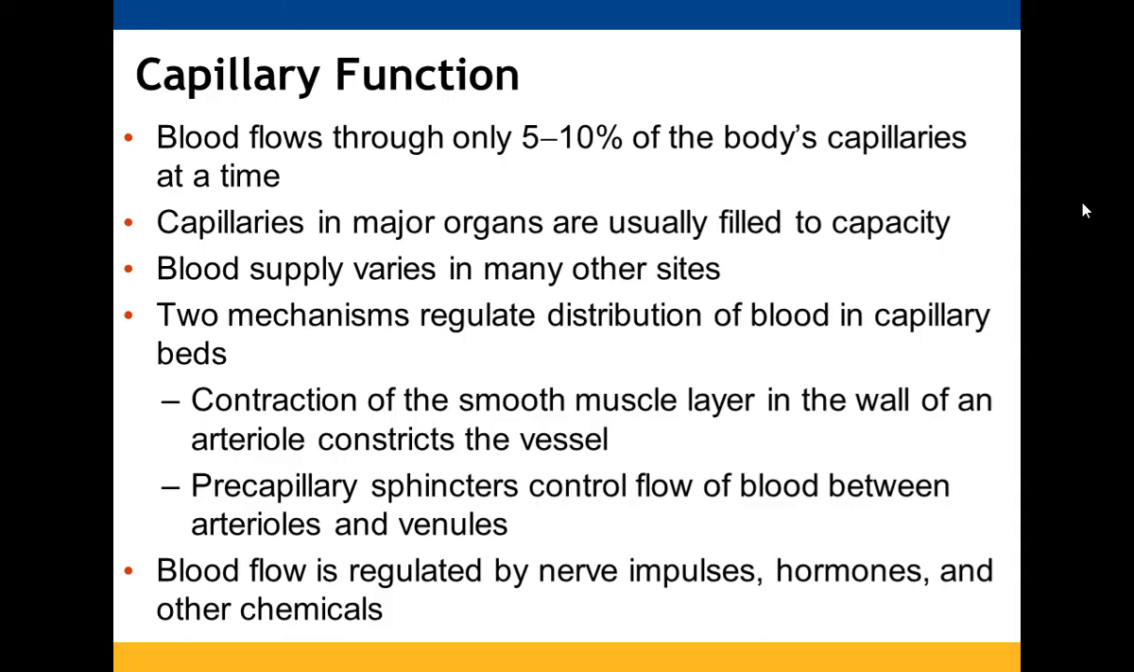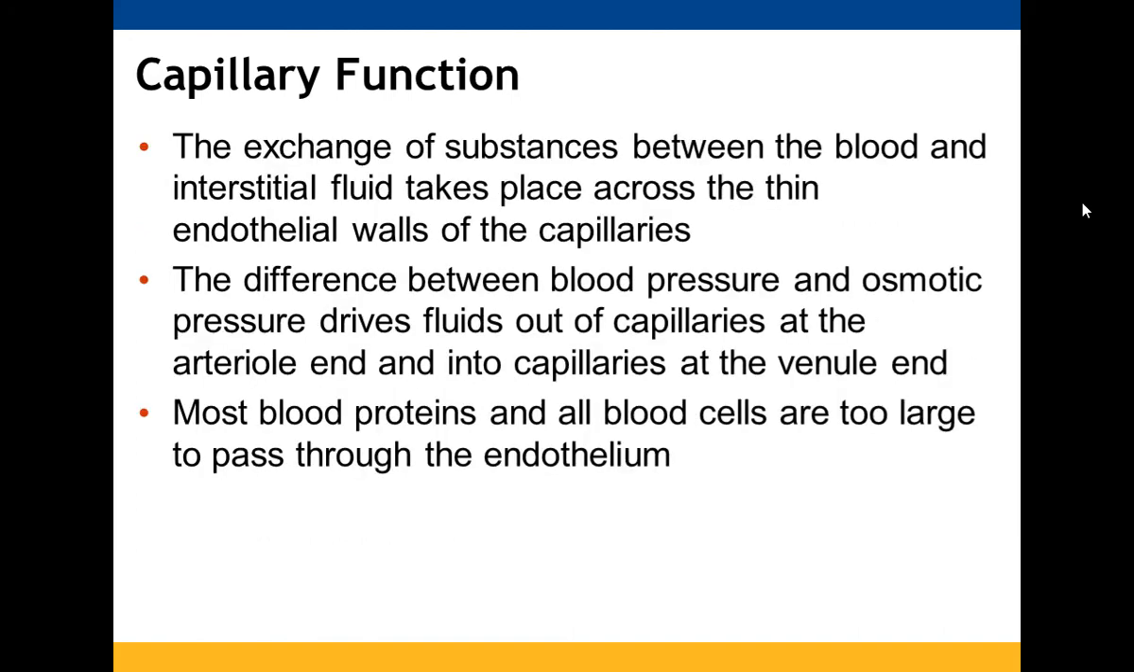Mechanisms that will regulate this distribution. Contraction of your smooth muscle layer in the arteriole, and I'll show you a picture of this, along with precapillary sphincters, which help to kind of determine when the blood should move between the arterioles and the venules. Some other factors that can play a role, your nerves, hormones, and then other chemicals that might be taken.